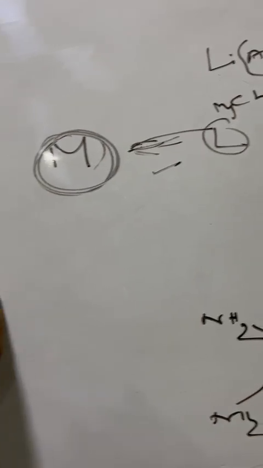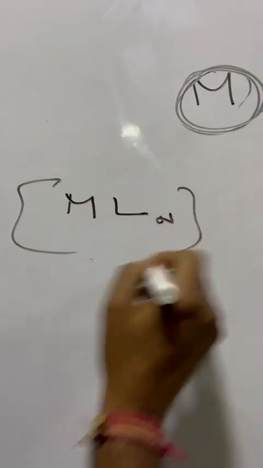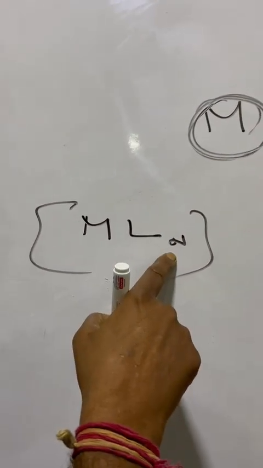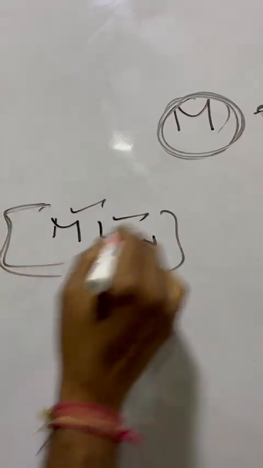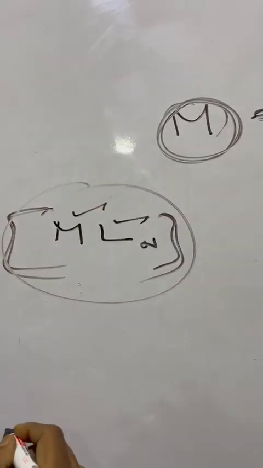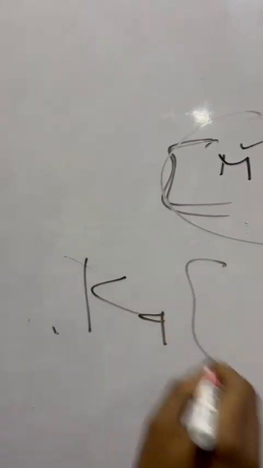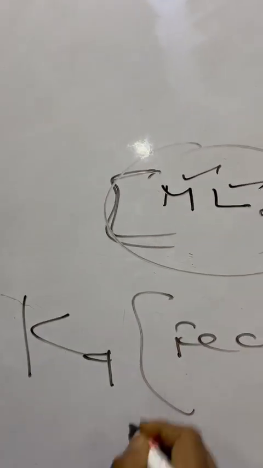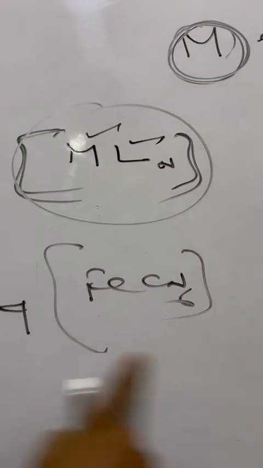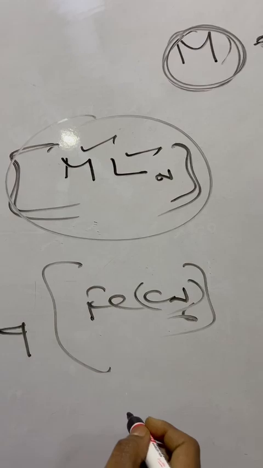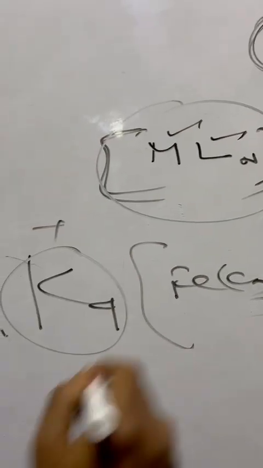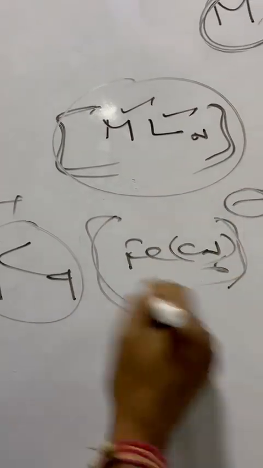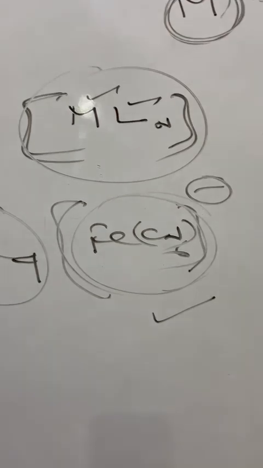And if you talk about a complex, this is the ligand, this is the central metal, this is the ligand, and what is inside the third bracket is called the complex part. If I write K4[Fe(CN)6], this is called potassium ferrocyanide. Here potassium is plus, this part is minus. So this complex part is minus, this is called an anionic complex.